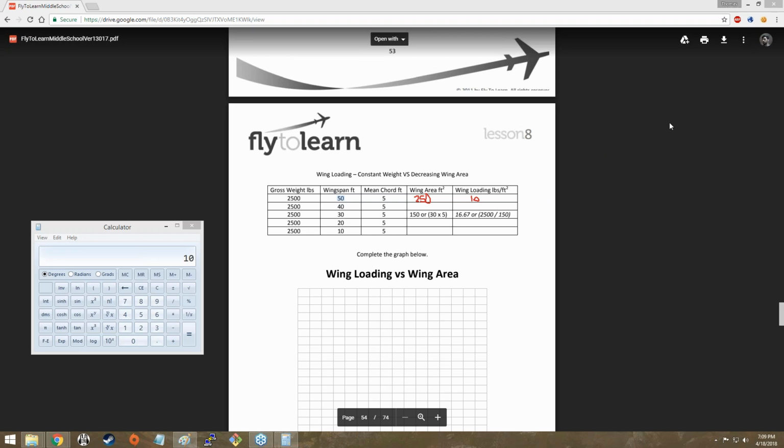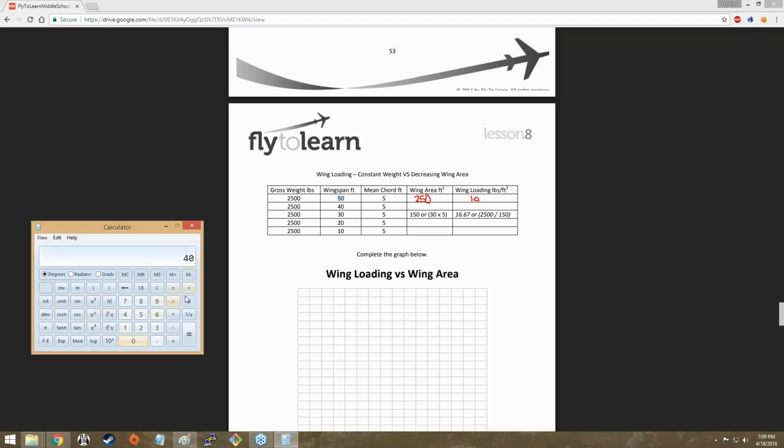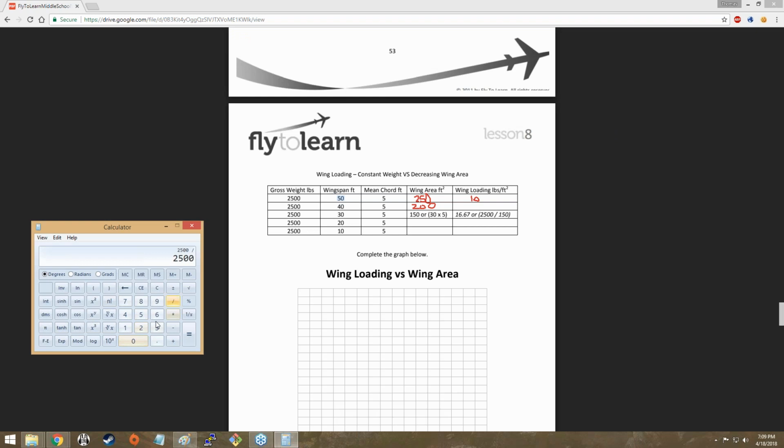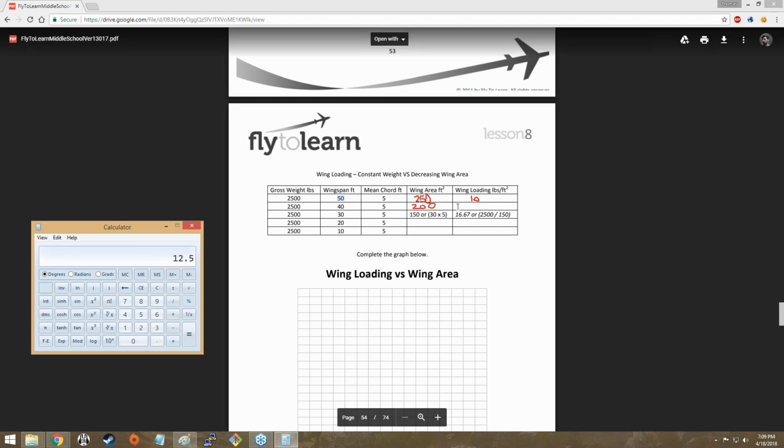But as we can see, if we do the math a little bit more, let's do the next one. So 40 times 5 is 200. So as you can see, the wing area is a little bit smaller. I say a little bit, it's smaller by a fifth, which is not insignificant. And then 2,500 divided by 200. Oh, look at that, 12.5.